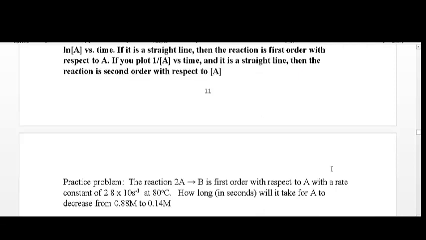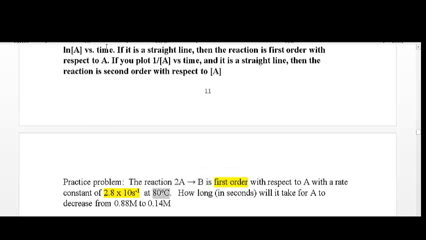Okay. Right, let's do a practice problem here. The reaction is a generic reaction. 2A goes to B and is first order. Okay, so that's a big term there. First order with respect to A. It has a rate constant of 2.8 times 10 to the minus 2 inverse seconds, at 80 degrees.